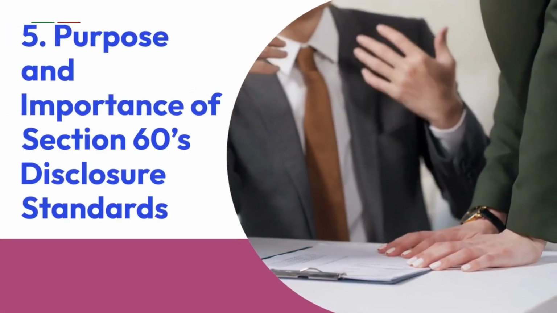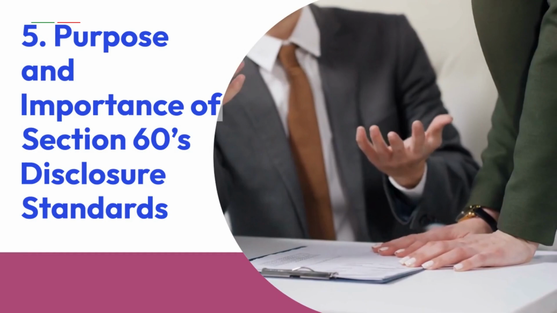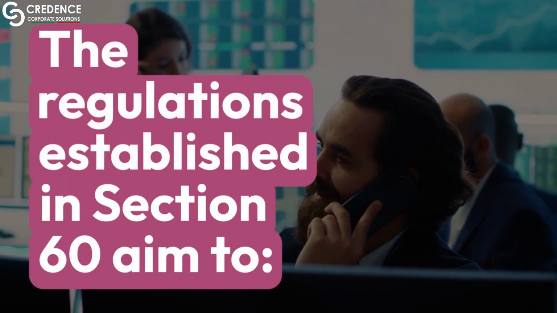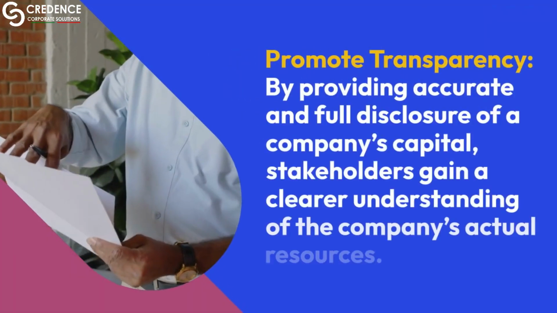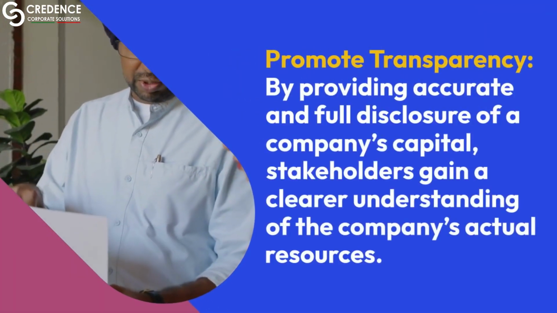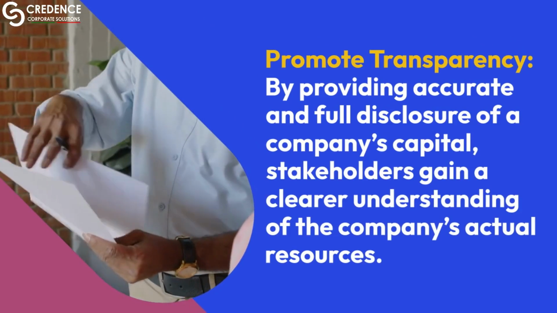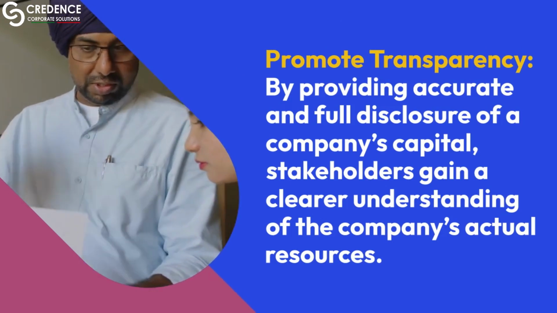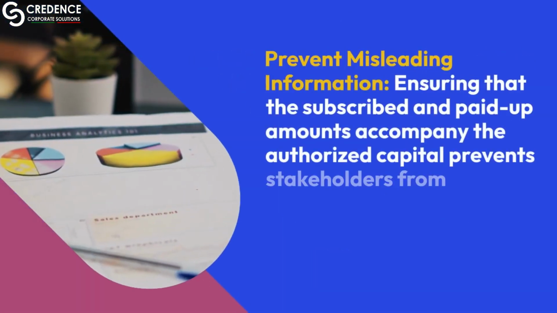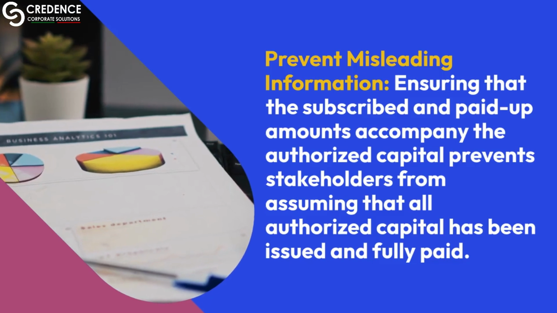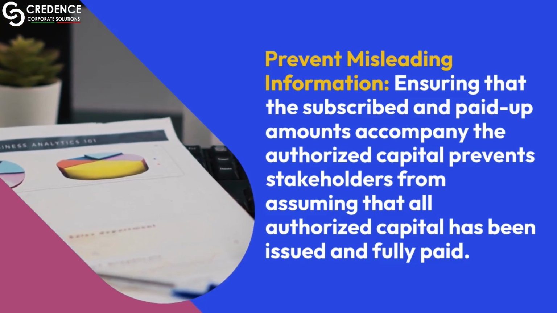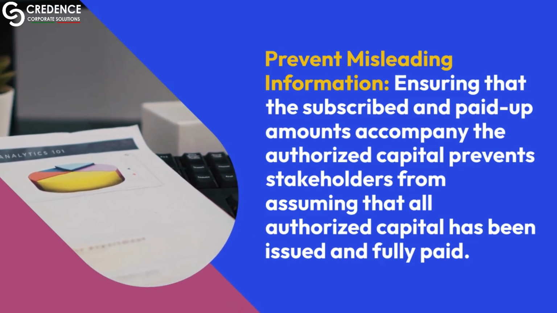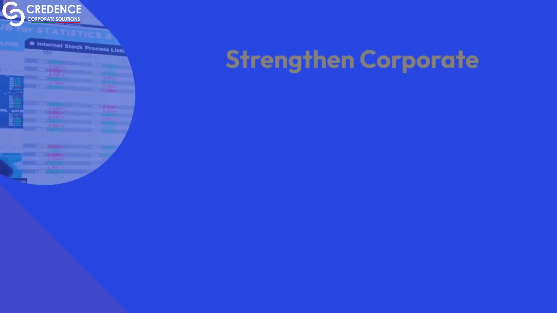5. Purpose and importance of Section 60's disclosure standards. The regulations established in Section 60 aim to promote transparency. By providing accurate and full disclosure of a company's capital, stakeholders gain a clearer understanding of the company's actual resources. Prevent misleading information. Ensuring that the subscribed and paid-up amounts accompany the authorized capital prevents stakeholders from assuming that all authorized capital has been issued and fully paid.